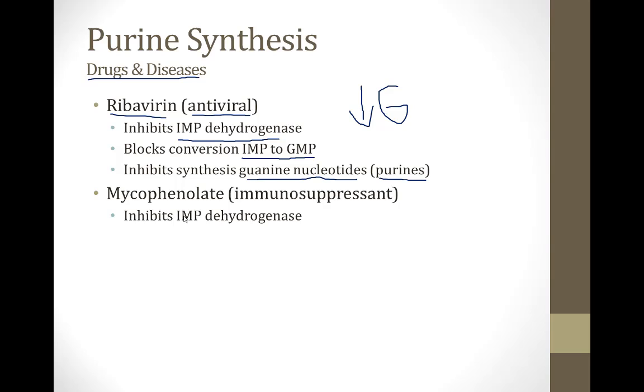There is also an immunosuppressant drug called mycophenolate. It also goes by the name Cellcept, and it inhibits IMP dehydrogenase in white cells. So this will decrease the pool of guanine nucleotides available to T cells and B cells so that they cannot replicate, and this is why it's an effective immunosuppressant.